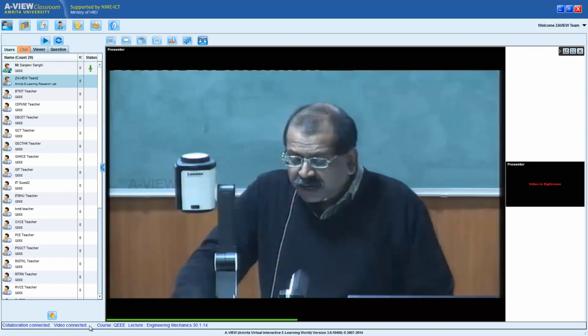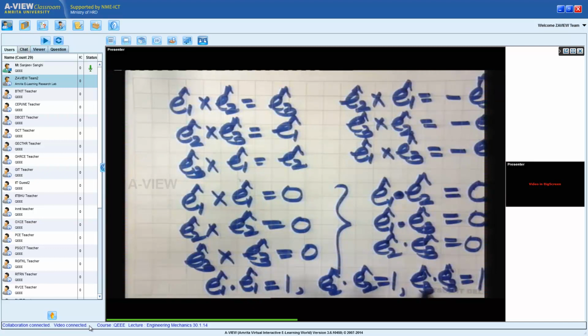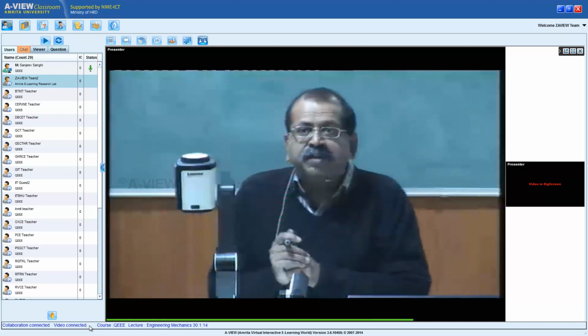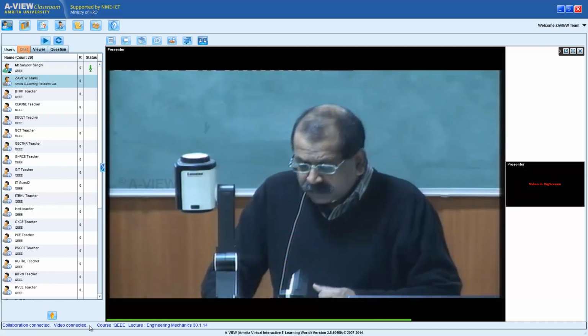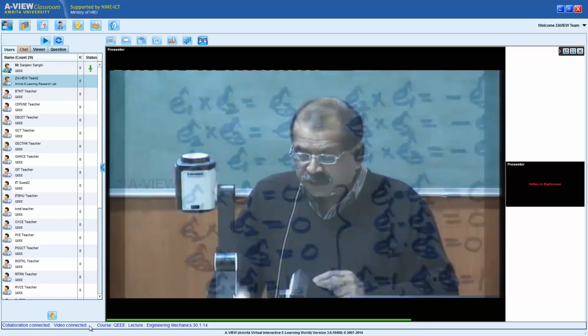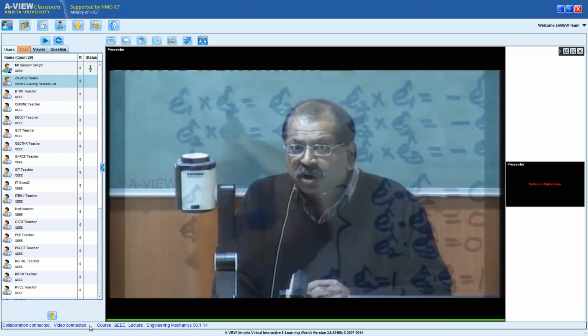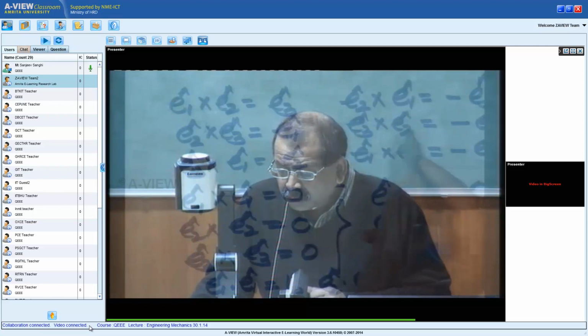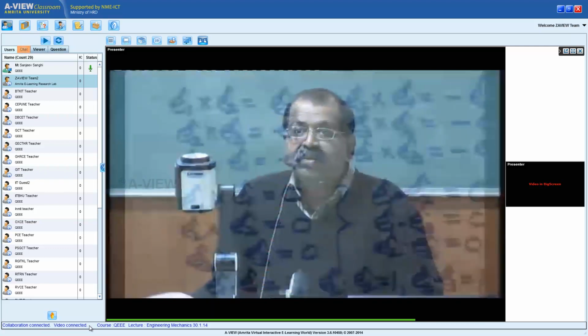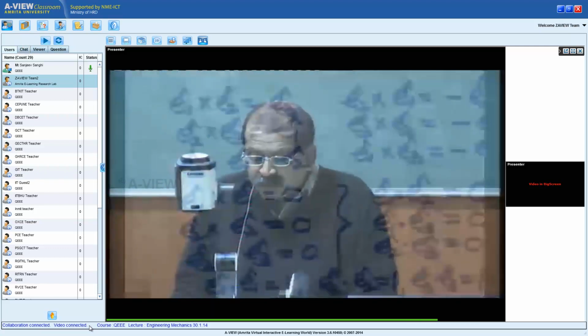One more thing you must have realized from this discussion: the commutative property that I mentioned for a dot product is not valid for a cross product. You can clearly see E1 cross E2 is equal to minus E2 cross E1. So therefore the cross product does not follow the commutative law.